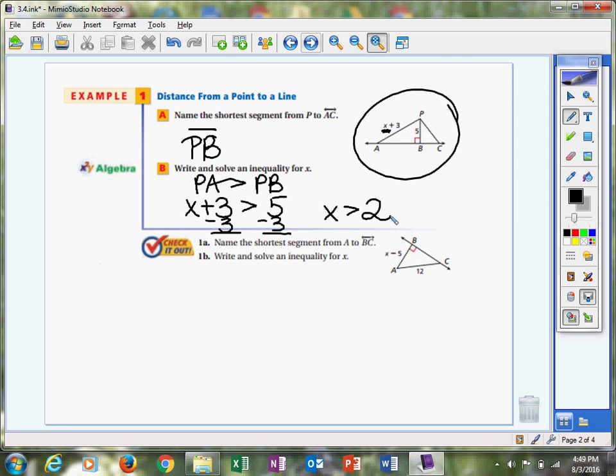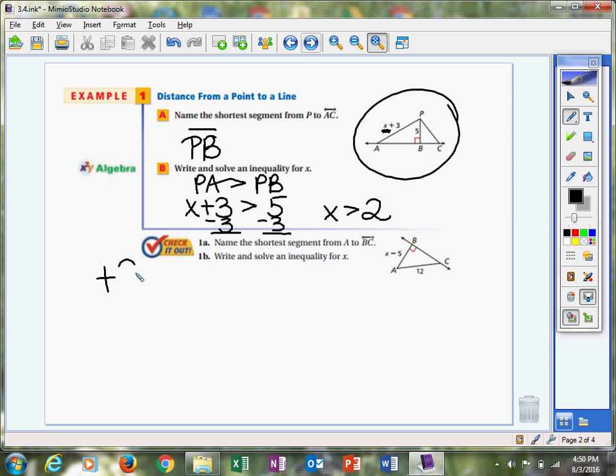Okay? It's not meant to be tricky, so I'm sorry if you're like, what just happened? It's really super basic algebra is what we're doing. We're using our logic and we're saying, hey, if PB is the shortest segment there, then all the other segments have to be bigger. So we created an inequality and said PA has to be bigger than PB. And then we inserted their lengths and solved for X.